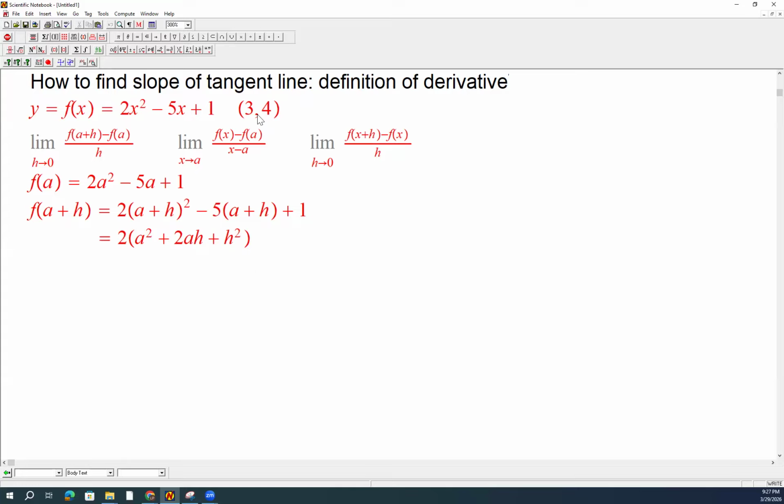In our case, our a is 3, so we're going to put 3 in place. So this is going to be 3 squared, 2 times 3, that is 6h.